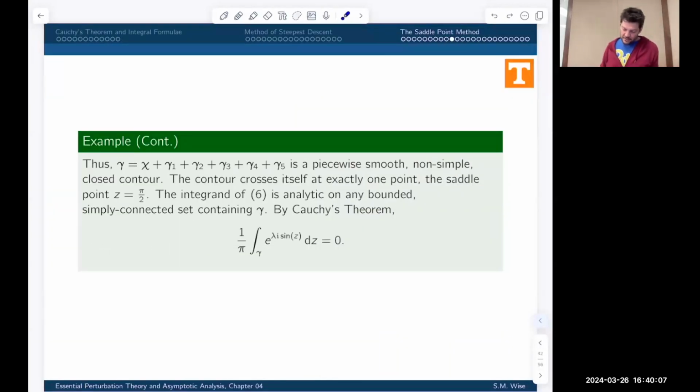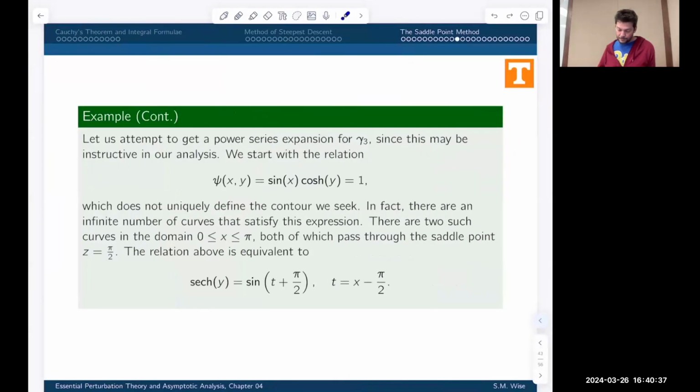So this new curve, gamma, which you start out by running chi, then gamma 1 up to gamma 5, is piecewise smooth. It's non-simple because it crosses itself. That's okay. We know that by Cauchy's theorem, if we compute the integral over the closed curve, we get 0. And that tells us that we're allowed to use this part of the curve, running it backwards, as an equivalent contour for this one. It's what we call a deformed contour. Now, this turned out to be not so fruitful for my analysis, but I still found it interesting enough to keep it in the lecture notes and keep it in the example.